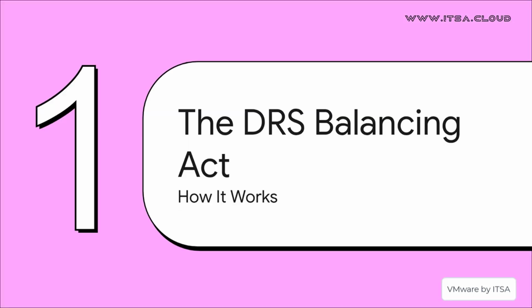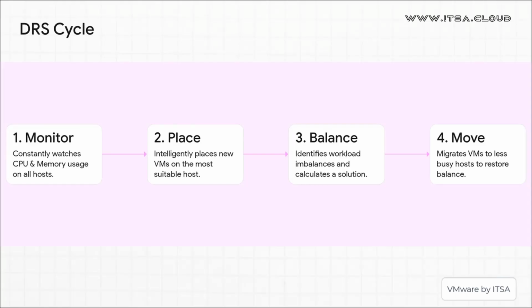Okay, so that sounds pretty great, right? But how does this automated conductor actually work its magic? Let's break down the process. It's basically a non-stop, four-step loop. First, it's going to monitor. DRS is constantly watching the CPU and memory usage on every single server. Second, it'll place. So when you power on a new VM, it doesn't just throw it anywhere. It finds the absolute best host for it right from the get-go. Third, balance. As things change and some servers get busier, it spots those imbalances, figures out the problem, and calculates a solution. And finally, my favorite part, move. It actually moves the virtual machines over to less busy hosts to restore that perfect balance.